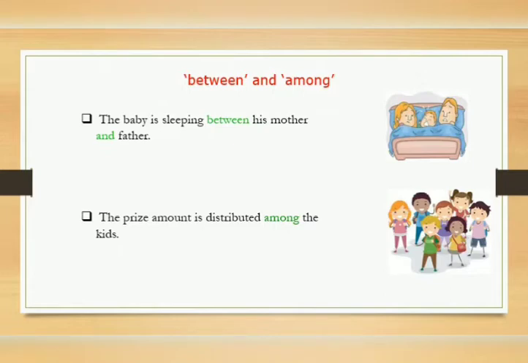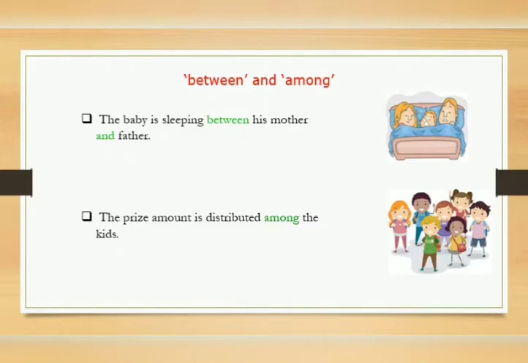Now, where do we use the prepositions between and among? Between is typically used when we talk about two subjects, while among refers to more than two. Here you can see in the example that the baby is sleeping between his mother and father. So we have two subjects, mother and father. And in the second picture, you can see the prize amount is distributed among the kids. Here, as the subjects are more than two, we use the preposition among.